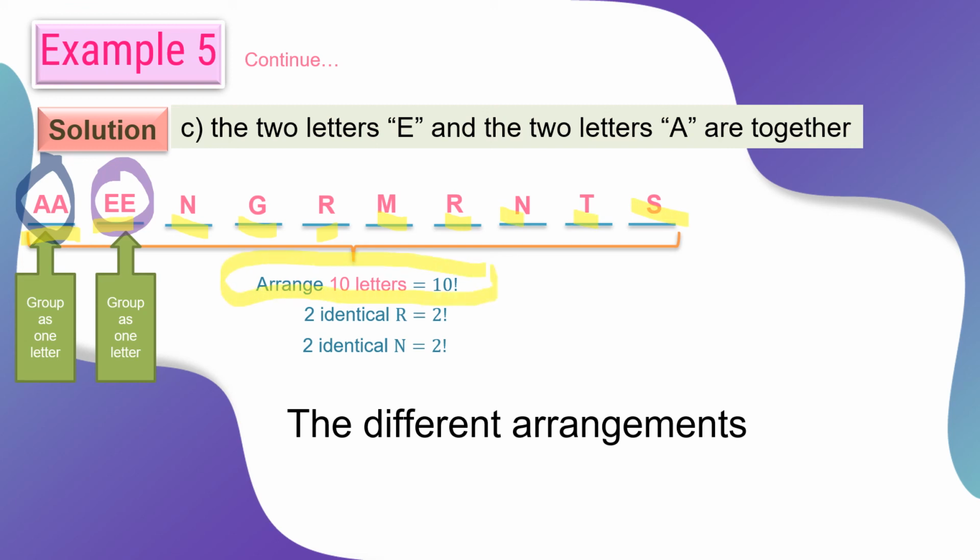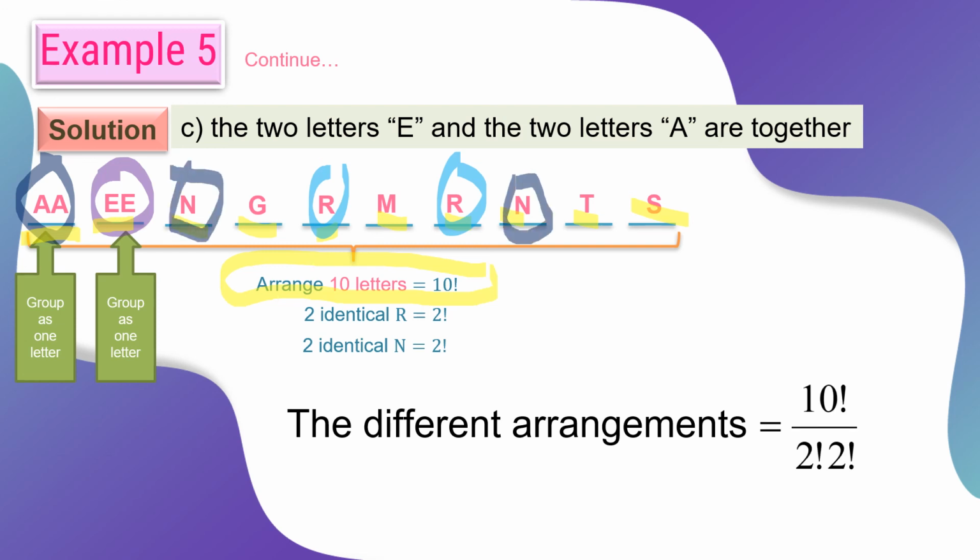You can put 10 factorial, and then we have 2 identical for R, 2 identical for N. This is identical for R, and this is 2 identical for N. Okay, how to write down? So 10 factorial divided by 2 factorial divided by 2 factorial. And then the answer is 907,200. Okay, this is one group. Because this is one group, we can write down as the same letter.